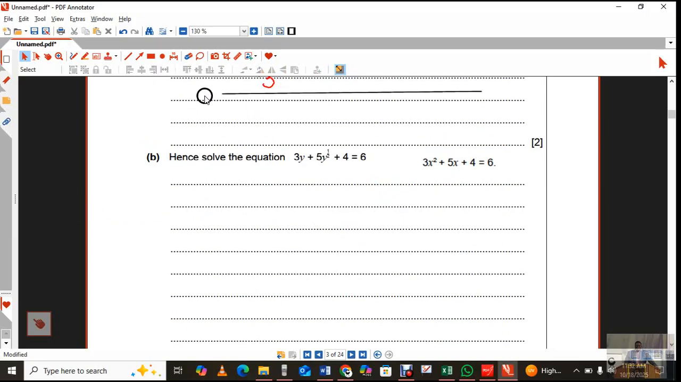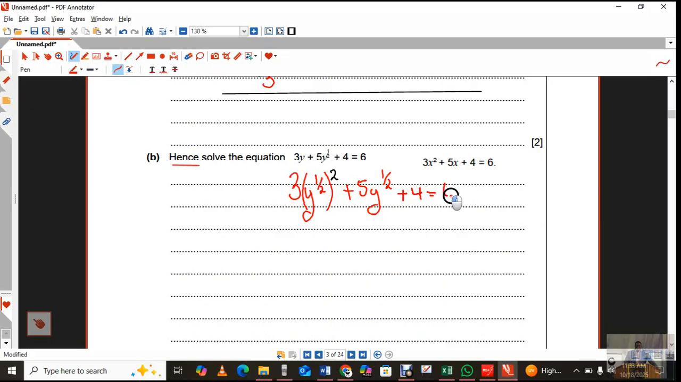because when you are told "hence" in a question, it means you're supposed to use whatever you have in part A to solve what is required in part B. I'm going to write this as 3y raised to the power of a half, okay, but I'm going to square this. Then I have plus 5y raised to the power of a half plus 4 equals 6.